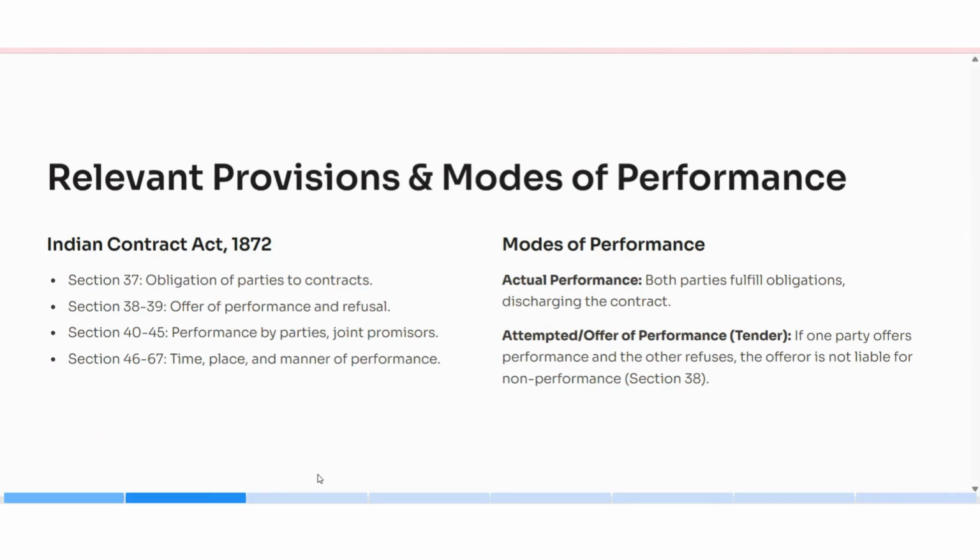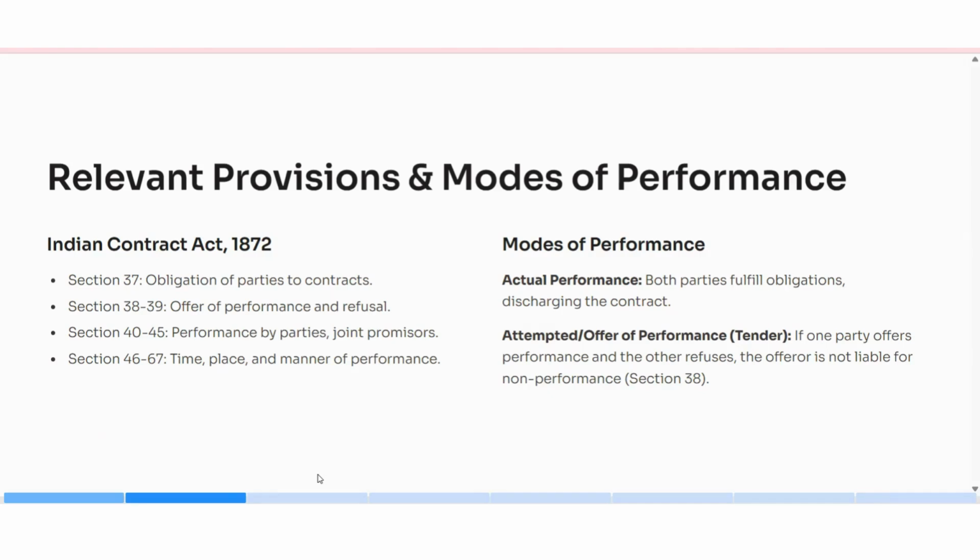Indian Contract Act 1872, Section 37, obligation of the parties to the contract, whatever the terms and conditions agreed upon. But parties are under obligation as per Section 37. Section 38 to 39, offer of performance and refusal, is dealt with under Section 38 and 39 subsequently. Section 40 to 45, performance by parties, joint promises. Section 46 to 67, time, place, manner of performance.